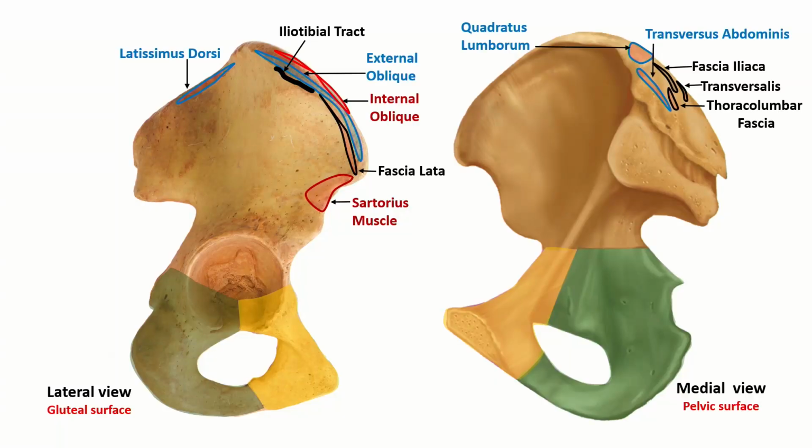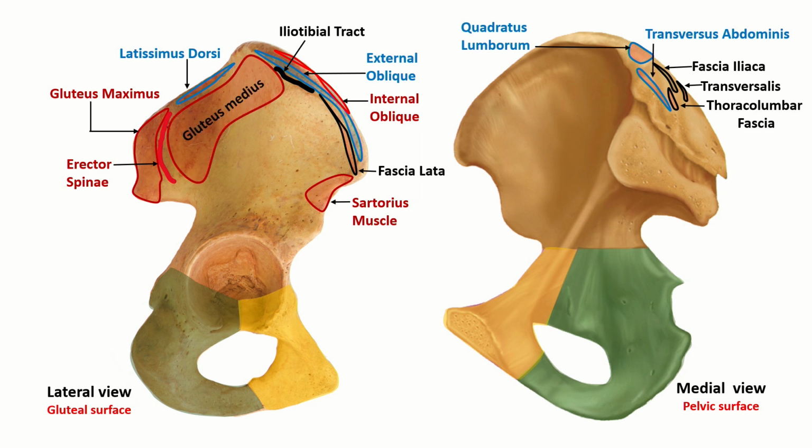Coming to the dorsal surface or the gluteal surface, it gives origin to the gluteus maximus on the lateral side and the erector spinae on the medial surface. The gluteus medius gets its origin between the anterior and the posterior gluteal lines, while the minimus gets its attachment between the anterior and the inferior gluteal lines.